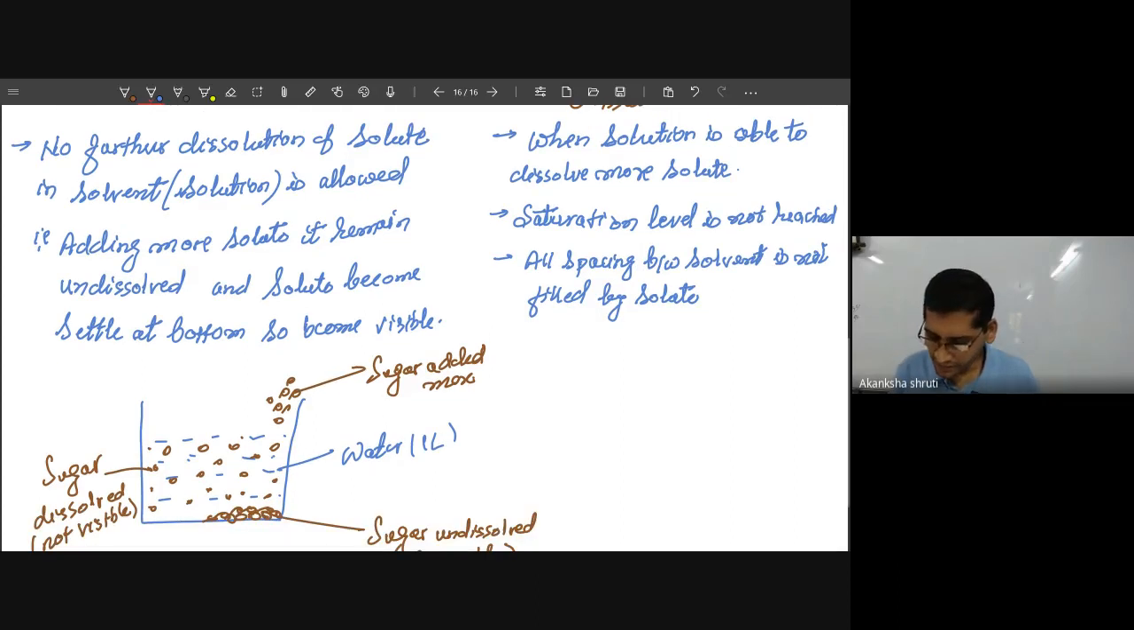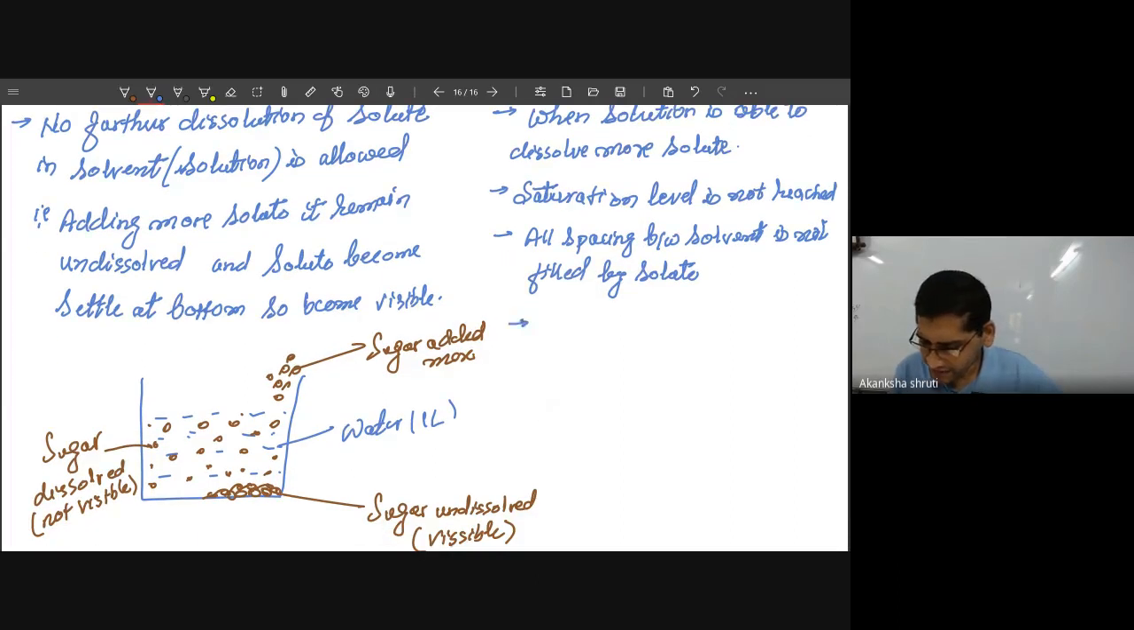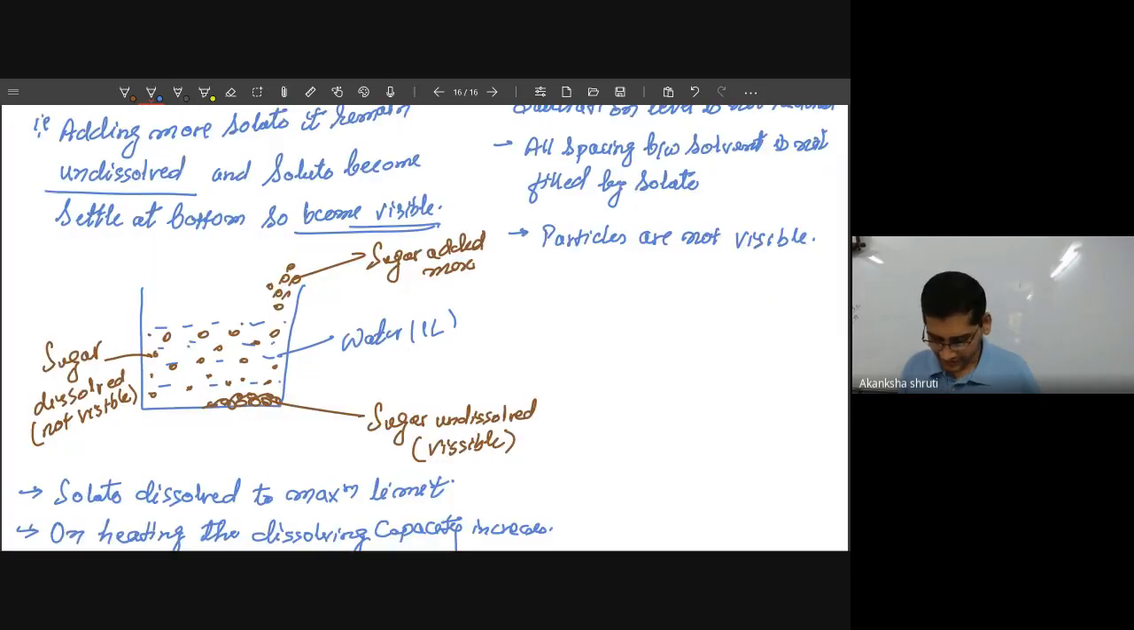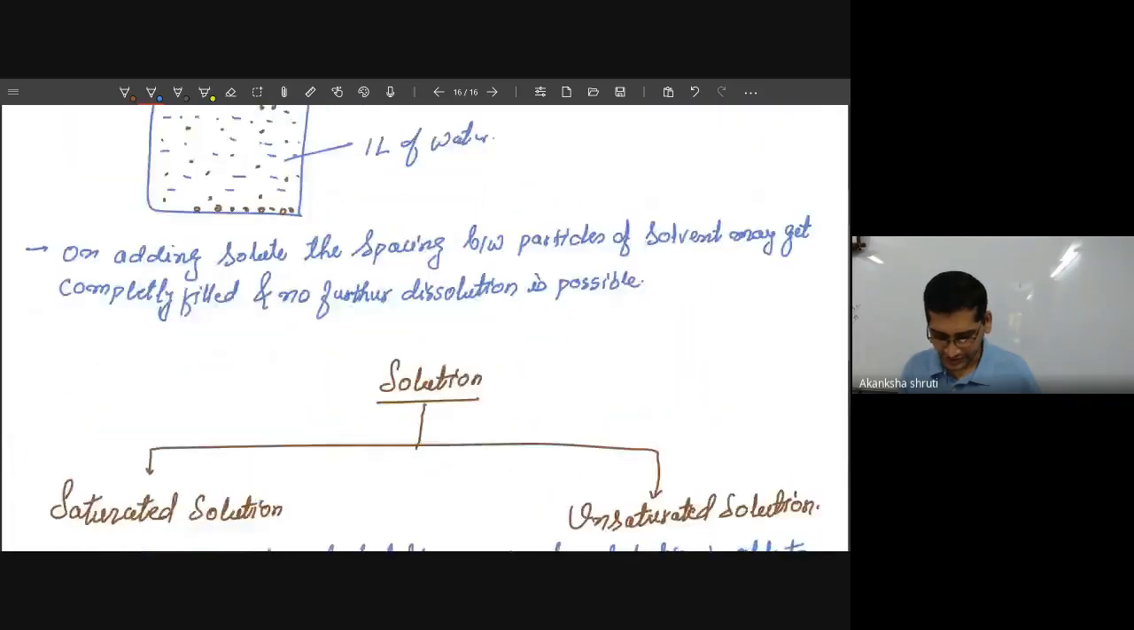Okay, so particles are never visible. In this case, the undissolved particles are visible. So whatever undissolved particle, only they become visible. Okay, the question or the figure remains the same. So it is what saturated and unsaturated solution.